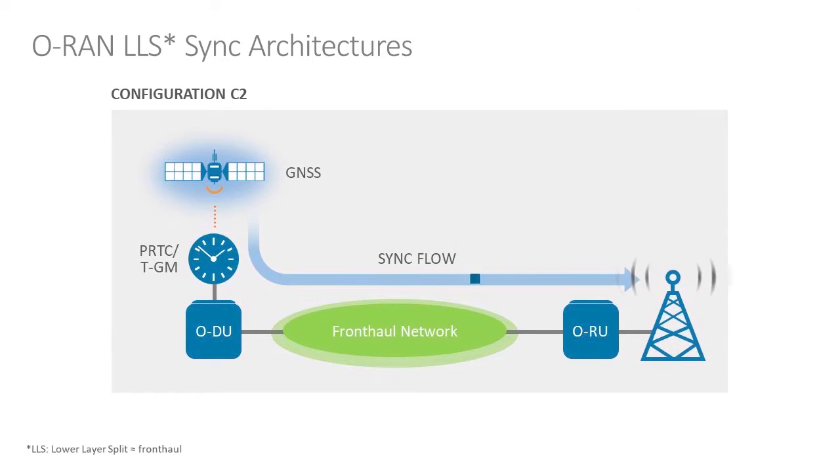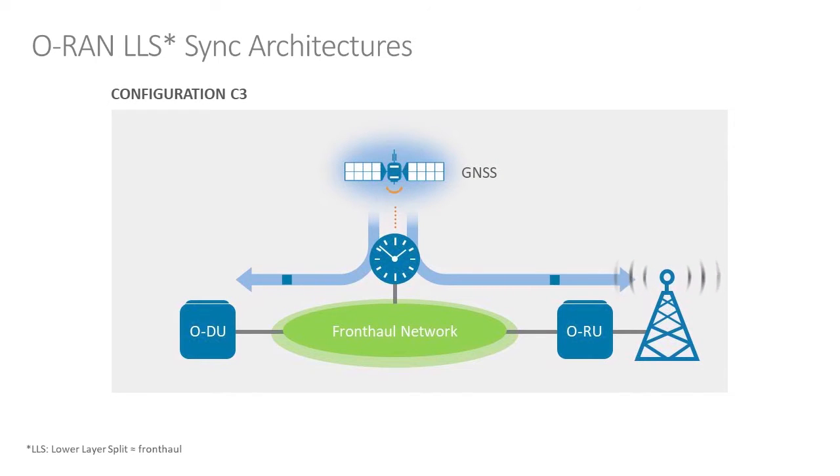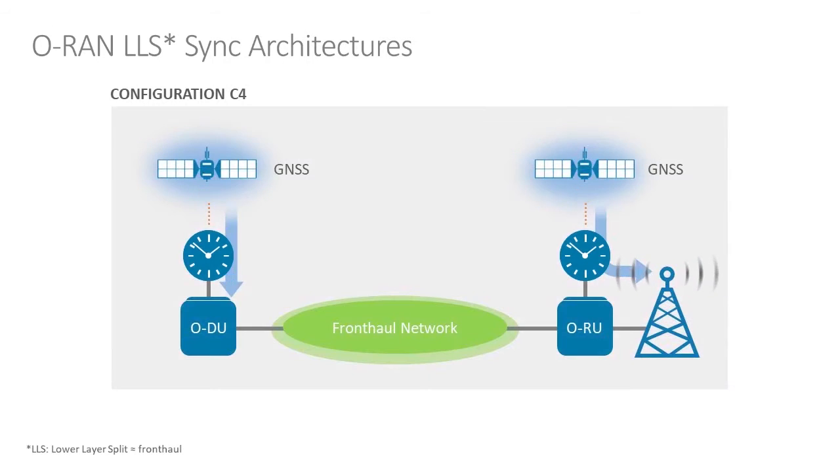Configuration C2, and this is one which I think is going to be pretty common in deployment. We have a front haul network in between the devices. The sync flow is still in the same direction. Intermediate devices participating or having an effect, certainly, on the synchronization performance. C3, here the front haul network is an intermediary, delivering synchronization outwards to both the DU and the RU. And for configuration C4, independent synchronization flows sources to DU and independently there, the RU.